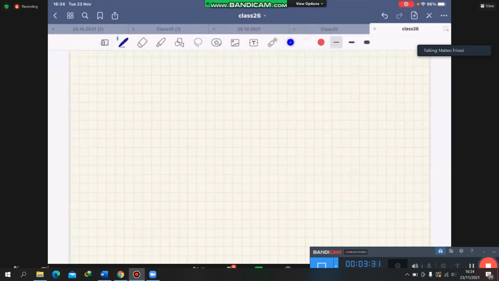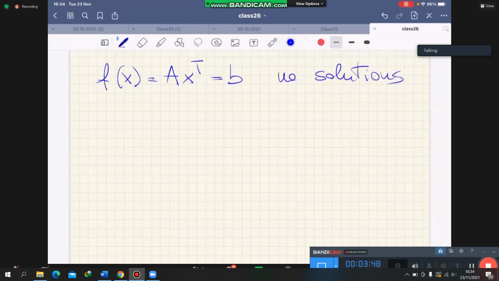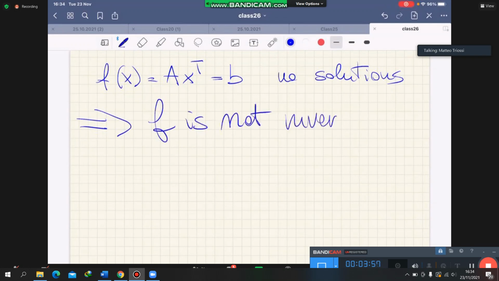So look here. We have f of x equals A x^T equals b. No solutions. So in particular, f is not invertible. It may be the case that a system has a solution without f being invertible. But if the system has no solution, my f is not invertible. This will amount to saying that the matrix is not invertible. We will see what invertible for a matrix means. It will be invertible with respect to multiplication by another matrix.